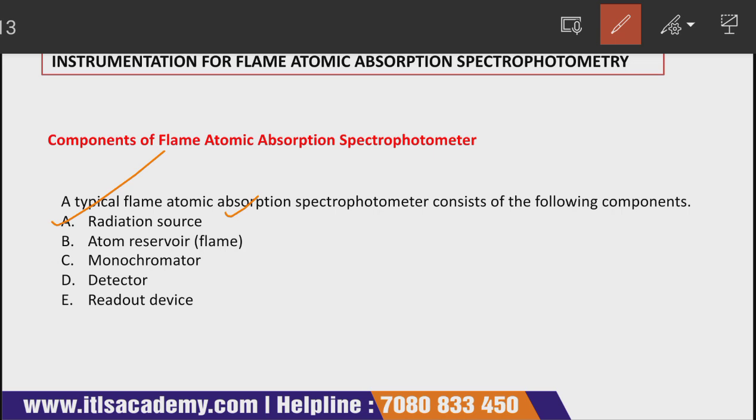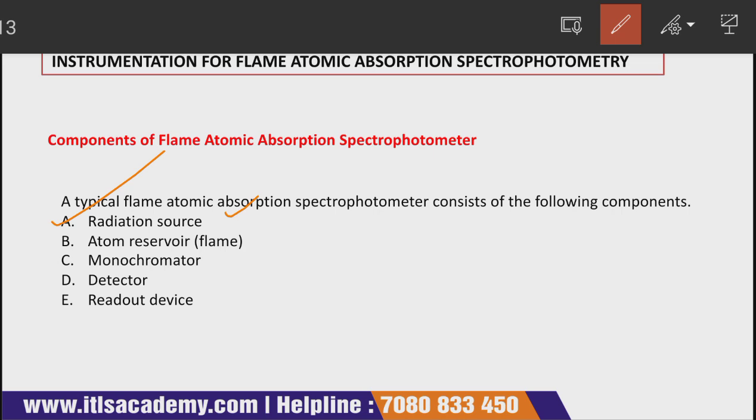Same with acetylene, which has a slightly higher temperature. If the fuel is acetylene and the oxidant is nitrous oxide, the temperature is 26 to 28 hundred. Okay, so this is the flame. Different types of flames are used, like calcium flame, copper flame, potassium flame, manganese flame.